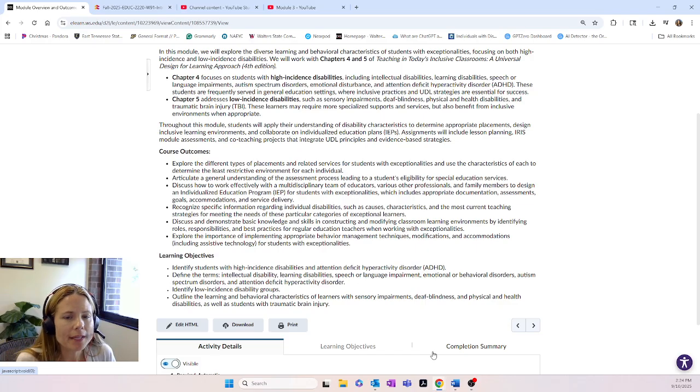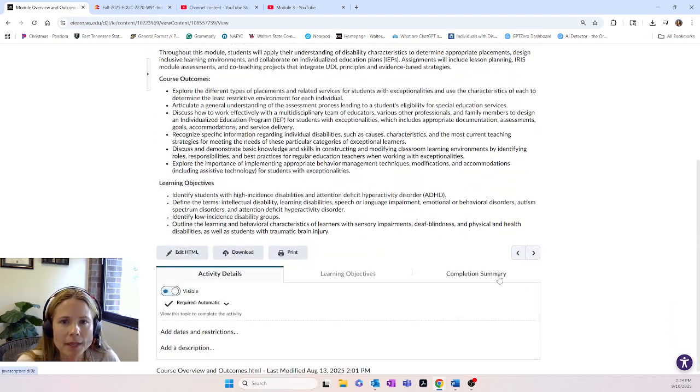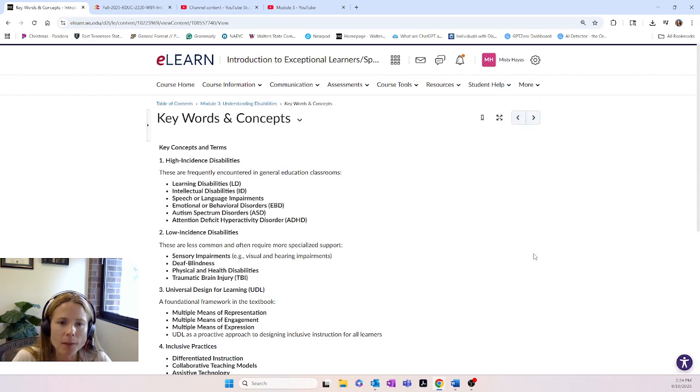Now, we will be looking at your assignment this week of using those evidence-based strategies and putting them into practice by choosing teaching strategies that would align and what would be best depending on that category of high incidence or low incidence. Now, here are our course outcomes this week and our learning objectives that we will be able to master when we're done with this module.